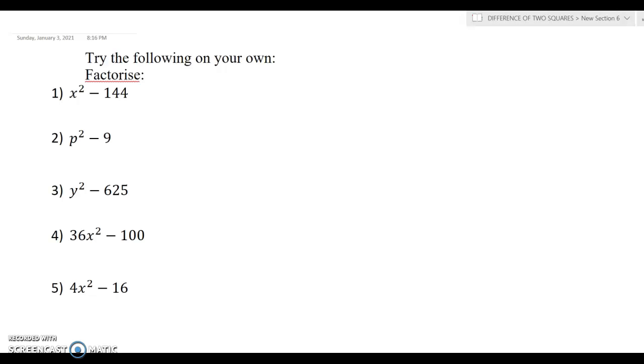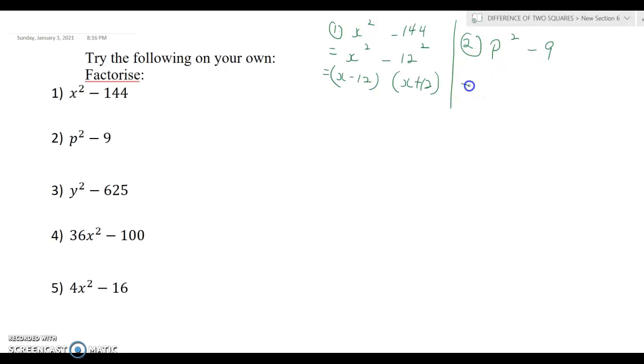All right. So we have first one, x squared minus 144. I will do it up here, right? So x squared minus 144. Again, 144 is same as 12 squared, right? So you're going to get x minus 12, plus 12 in the second bracket, right? I could do number 2 right next door here, which is p squared minus 9, right? So that's p squared, 9 is the same as 3 squared. So that is p minus 3 in the first bracket, p plus 3 in the second bracket, right?